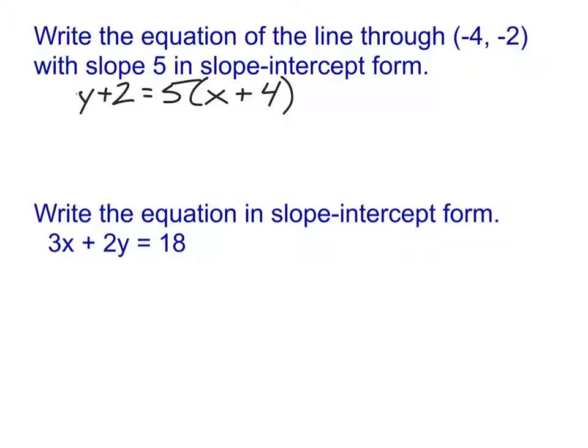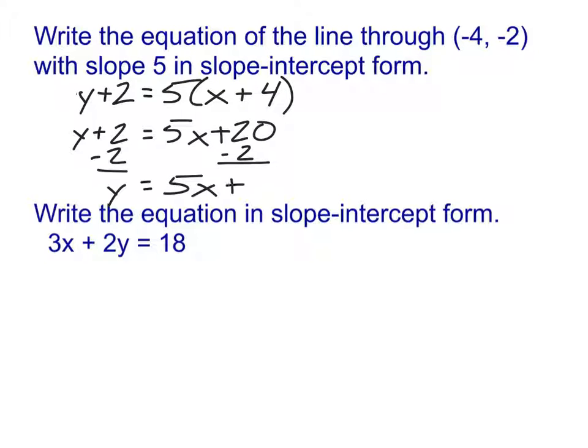Because, in order to figure this out, I'm going to distribute into 5, so I get a 5x plus a 20. And then I subtract the 2 from both sides. Yes, we do need to show our algebra, show -2 on both sides. So we end up with y equals 5x plus 18. That's the final answer we come up with. That is slope-intercept form. Yes, you need to know the names of these things.